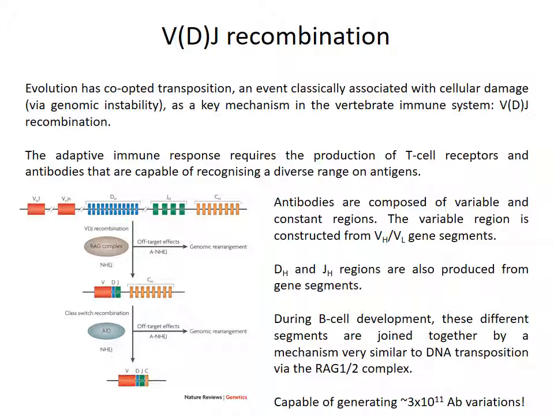So effectively, during B cell development, different segments of the VDJ system are stitched together by mechanisms very similar to what DNA transposition events utilize. And the upshot of this is that the VDJ system is capable of generating around 3 times 10 to the 11 antibody variations, which is a mind-bogglingly large number, and gives the system the potential to recognize and specifically bind to such a diverse range of antigens.